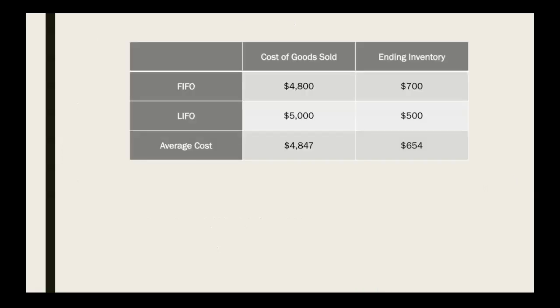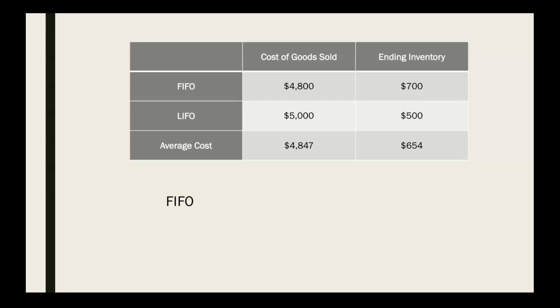So let's take a look at the cost of goods sold and ending inventory that we calculated here. You'll notice that FIFO had the lowest cost of goods sold and the highest ending inventory. LIFO was the opposite, highest cost of goods sold and lowest ending inventory. And average cost is in the middle.